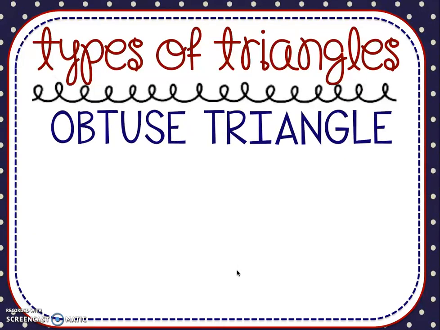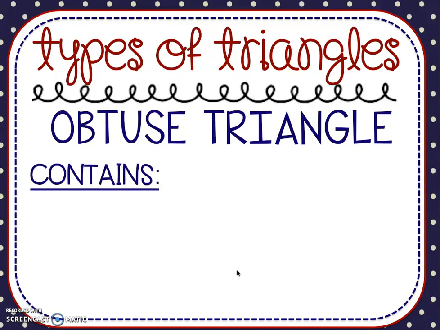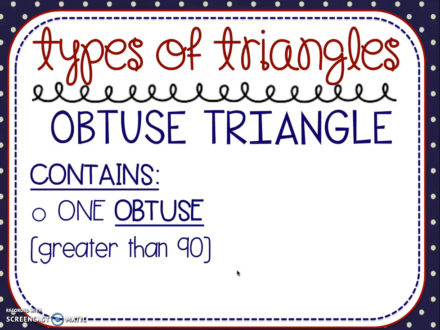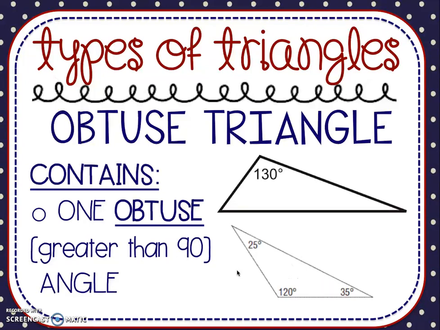The second type of triangle we're going to talk about is an obtuse triangle. And an obtuse triangle contains one obtuse or greater than 90 degree angle. Just one. So when you look at your triangle, for example, this is greater than 90 degrees. So immediately we know that that is an obtuse triangle. Same thing down here. This angle down here is 120 degrees. It's obtuse. It only has to have the one obtuse angle to be an obtuse triangle.